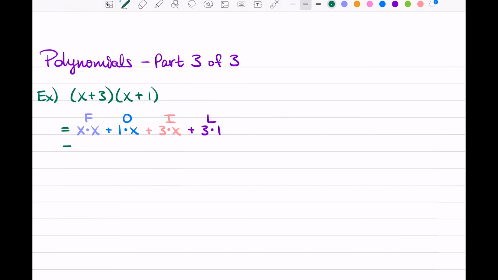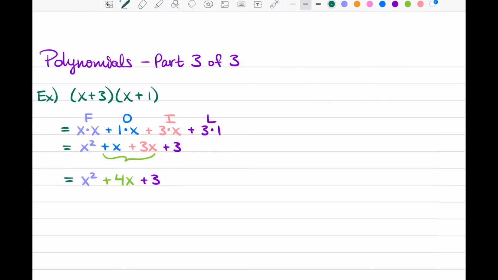Okay, let's simplify this expression. We have x times x. That would be x squared. Then we have 1 times x, or just x. Then we have 3 times x, or just 3x. And finally, we have 3 times 1, which gives us 3. This leaves us with x squared. And then we have to add some x's. We have 1x plus 3x's. That leaves us with 4x's. And we have our plus 3 at the end.